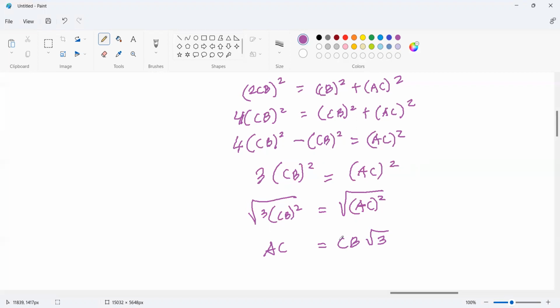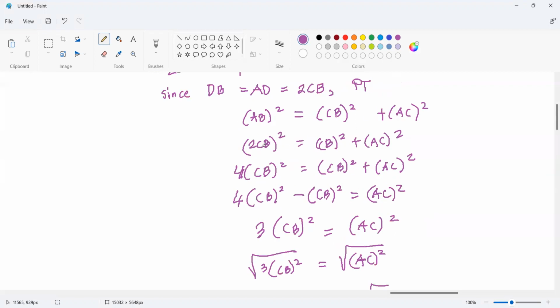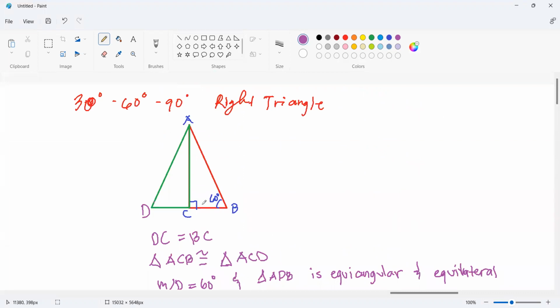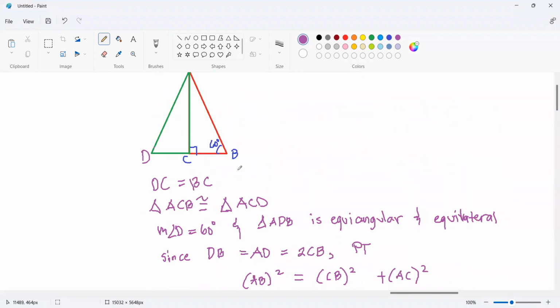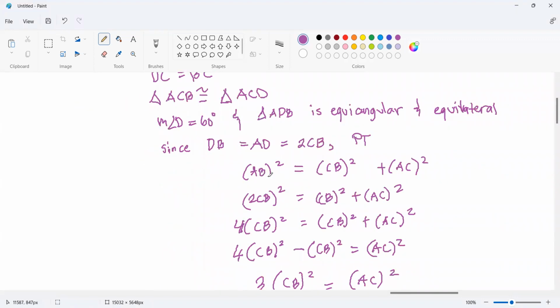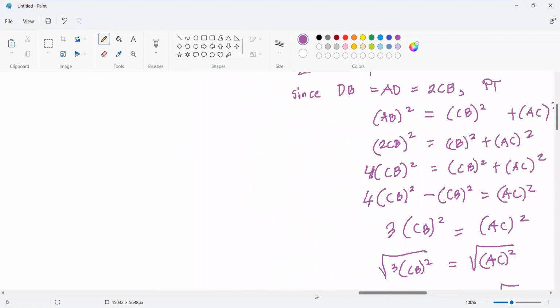Take note, the hypotenuse is twice the CB. That is the formula: the shorter leg, times 2, gives the hypotenuse. Alright, so let's go to the example in the problem.